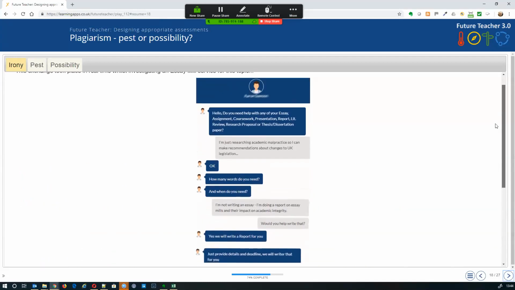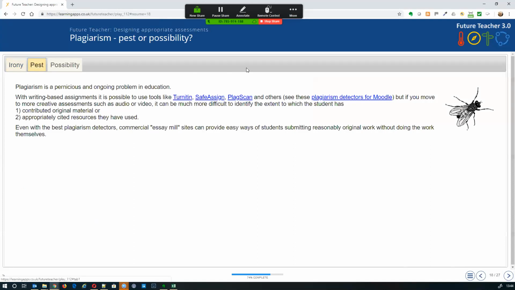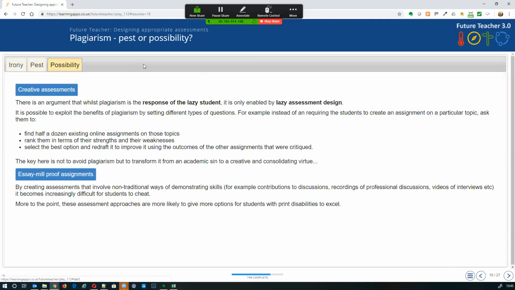But we see plagiarism as a pest, and clearly it is a pest, but there are various ways we work around it. But I would say it's only a pest if you assess in a particular way. It's also a possibility. And I do think that if we, and you can have a look at that tab and follow through some of the ideas, plagiarism can help us be creative.